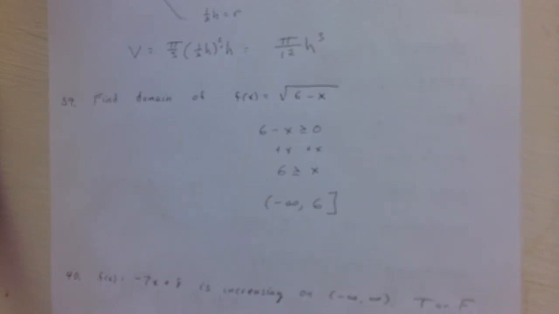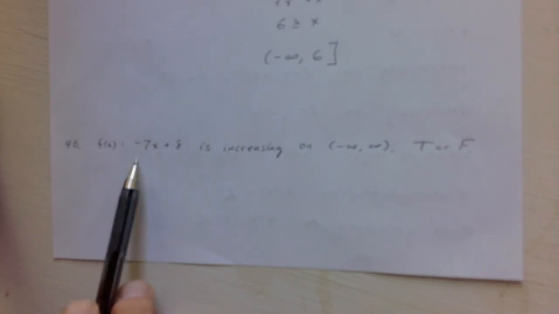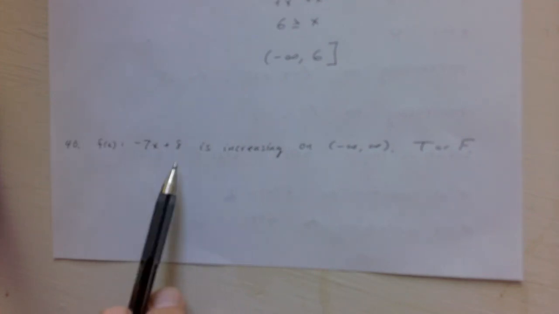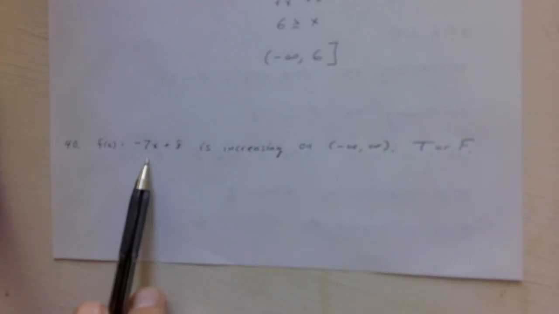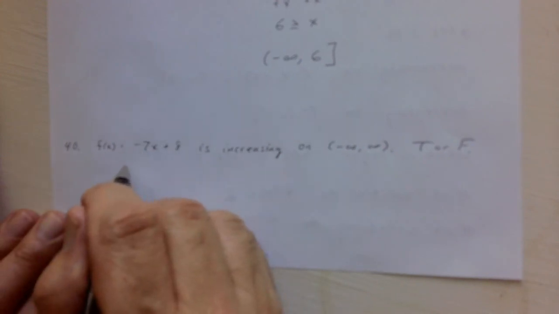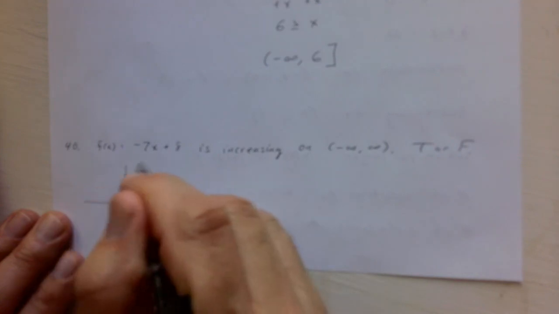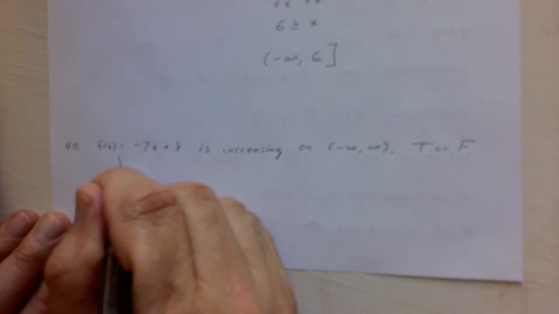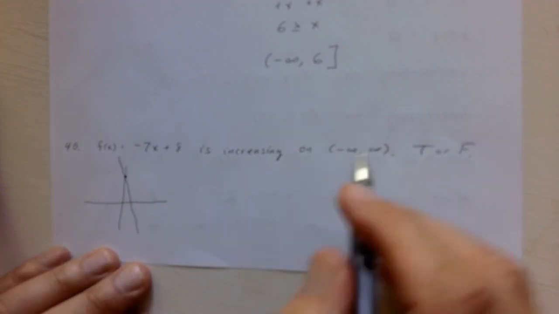And then finally, number 40, f of x equals negative 7x plus 8. Is this increasing on this interval, true or false? Well, you could graph this, or you can just look at the slope. The slope is negative, right? The y-intercept is 8, it's kind of irrelevant. The important thing is the slope is negative, so we can clearly see that this is decreasing. It's not increasing. It's decreasing on negative infinity to infinity, so this is false.